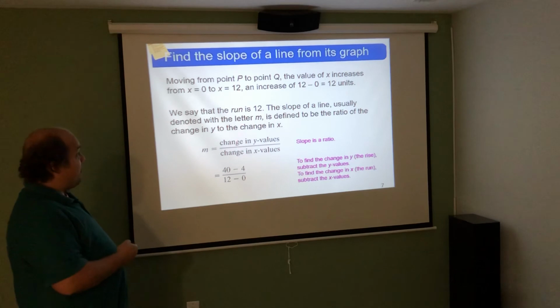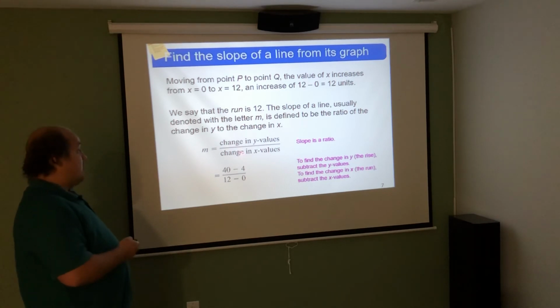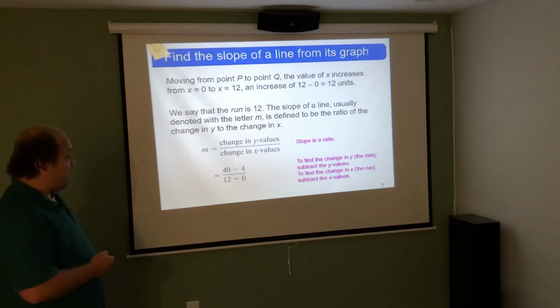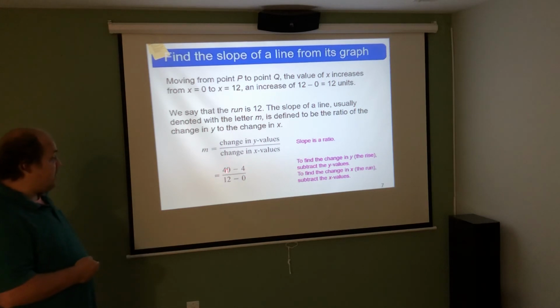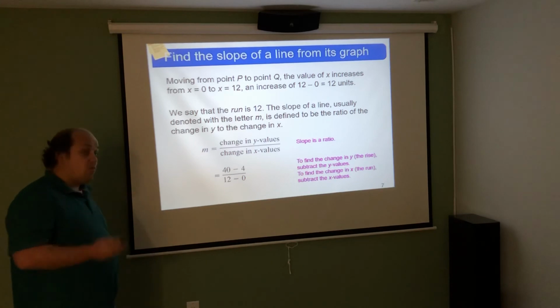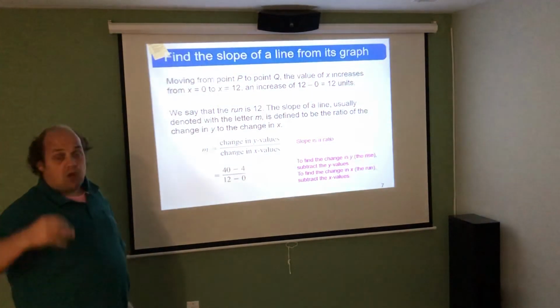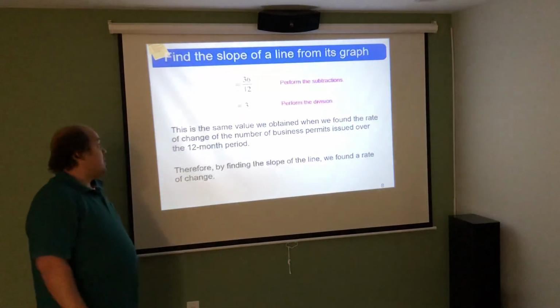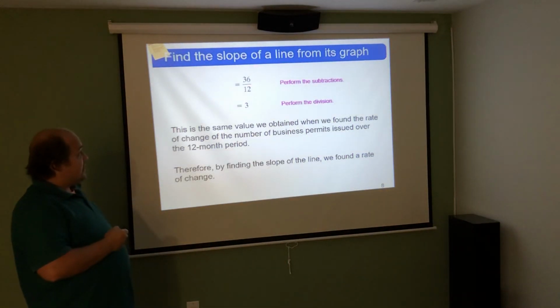This is showing how I could see it as a ratio: change in y values over change in x values. The y value went from 4 to 40, so 40 minus 4 represents that change. The x value went from 0 to 12, so 12 minus 0 represents that change. Again, it's a ratio of rise over run, or change in y over change in x. When I put 36 over 12 into a calculator, it would tell me 3.